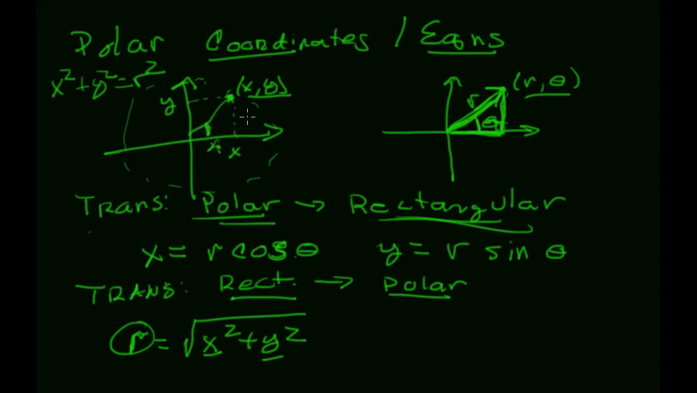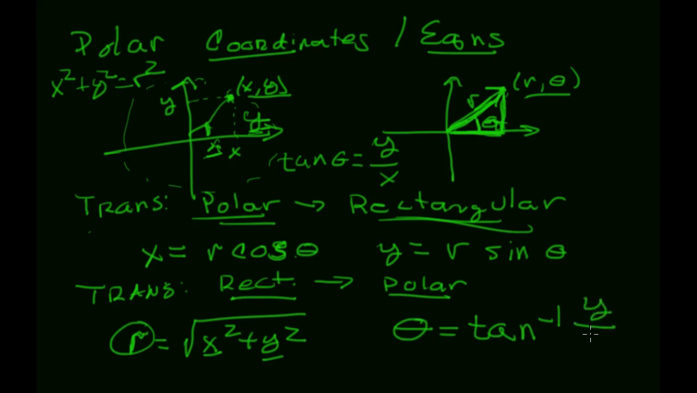Now the question is, what's that angle measure? If this is x and that's y, this is the opposite, that's the adjacent, so that means the tangent of theta should equal the opposite over the adjacent, which means that theta should be the inverse tangent of y over x. So now I have a way, given r and theta, to get x, given r and theta to get y, or given x and y to get r, or given x and y to get theta. So I can go back and forth between these two systems of measurement.